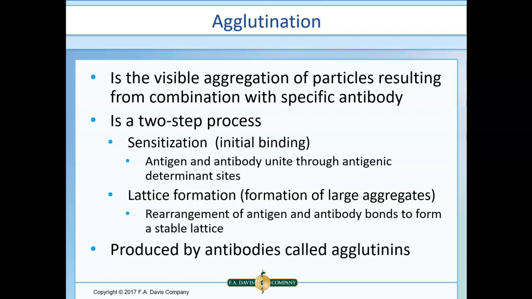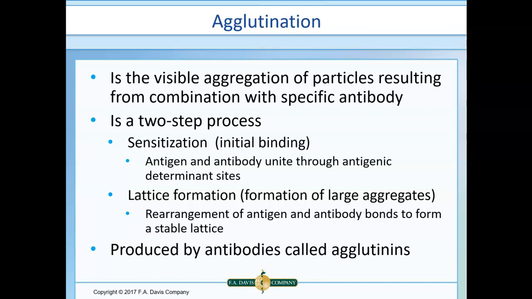All right, our next type of reaction is going to be agglutination. So this is the visible aggregation of particles resulting from the combination of a specific antibody. There's two steps you have to be familiar with. The first one is sensitization. That is the initial binding. This is where the antigen and antibody unite together through antigenic determinant sites.